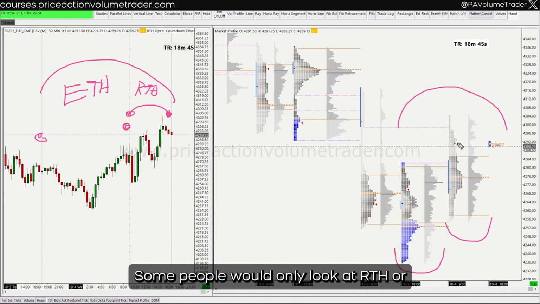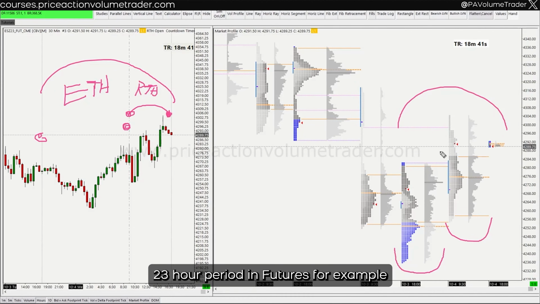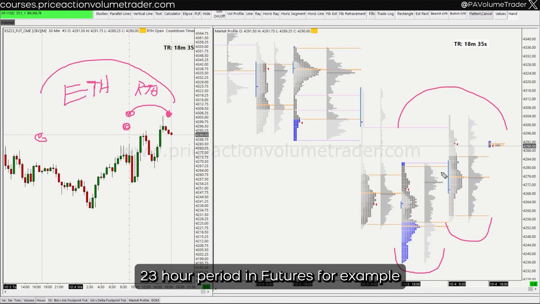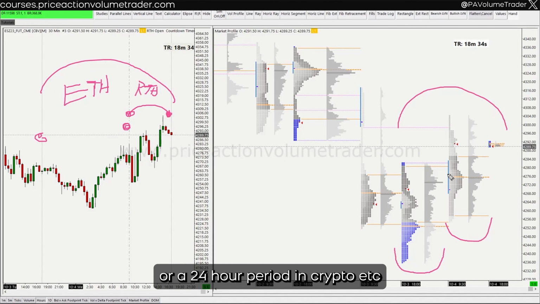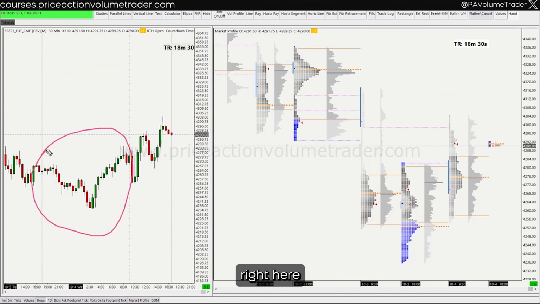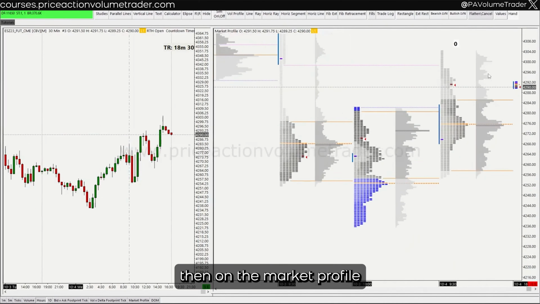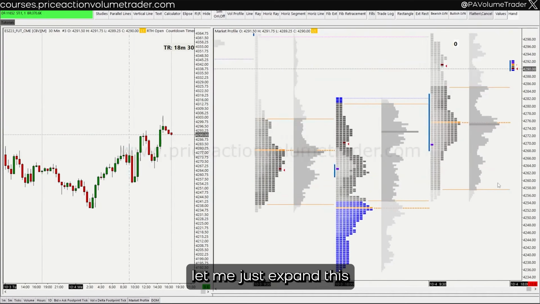Some people would only look at RTH, or you can also put them together if you want to see this as a complete 23-hour period in futures, for example, or a 24-hour period in crypto, etc. Okay, but what we can see here, if you look at this right here, it looks very different from this. But there are several things that we're going to track on the market profile. Let me just expand this.